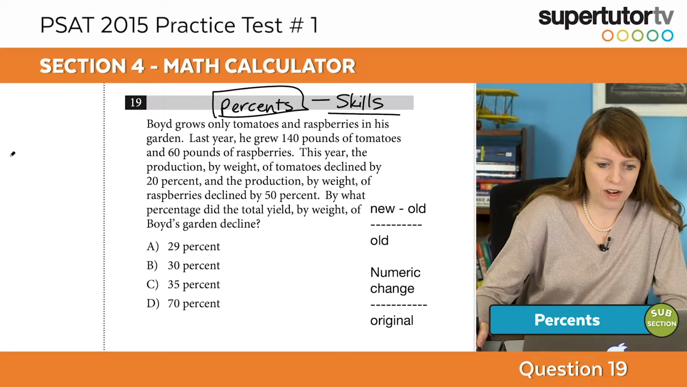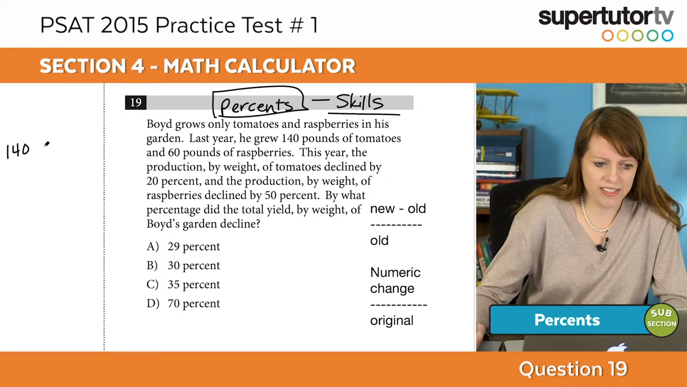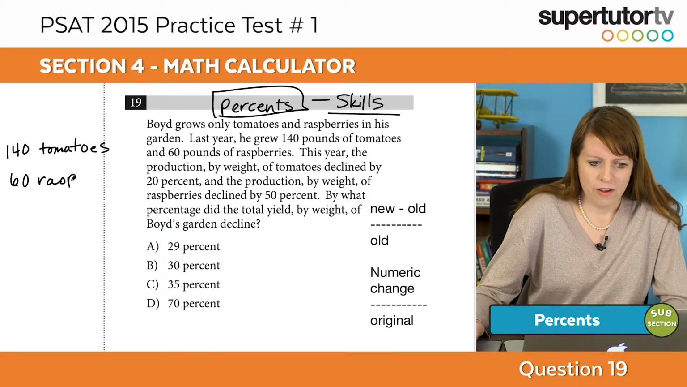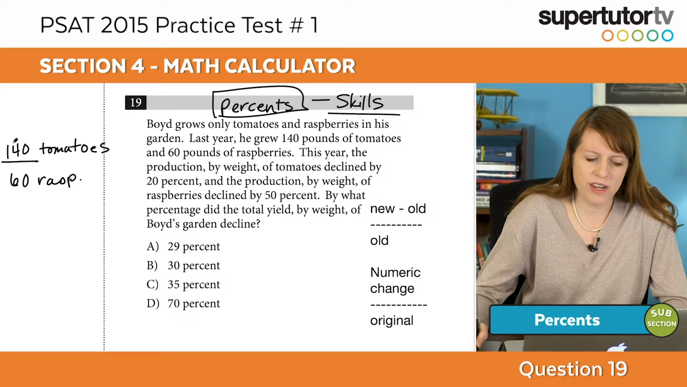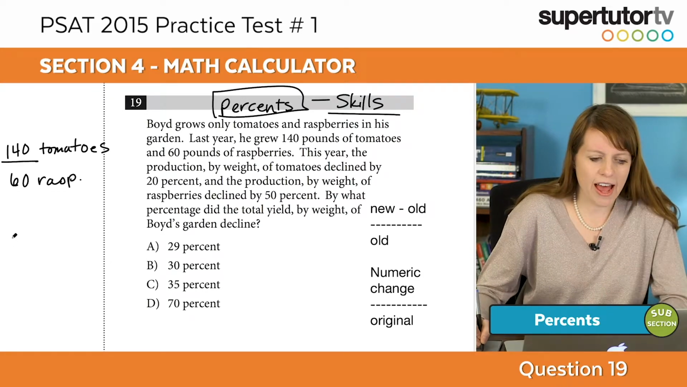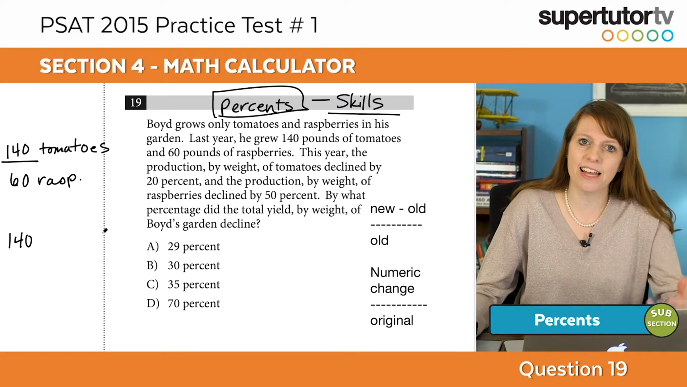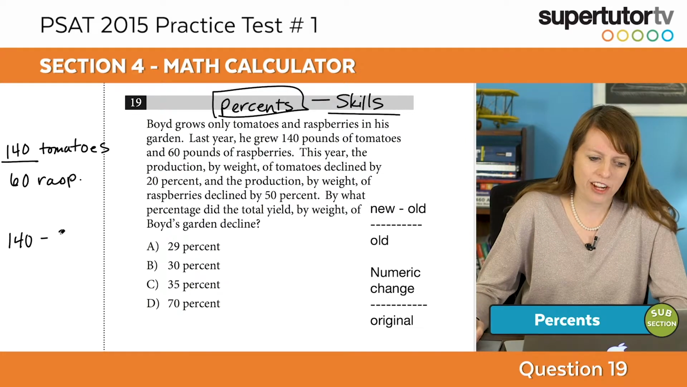Last year he grew 140 pounds of tomatoes. So I'm going to write this down. I usually write this down on my first read, but that's okay. I was just seeing the lay of the land. And then 60 pounds of raspberries. This year by weight, the tomatoes declined by 20%. So the first thing I'm going to do is say, how do I calculate how much tomato I have this year? Well, if I have 140, and that has declined by 20%. Whenever I have a reduction in percent, there's two ways I can think of it. I can think of it as 140 and then minus 20% of 140.